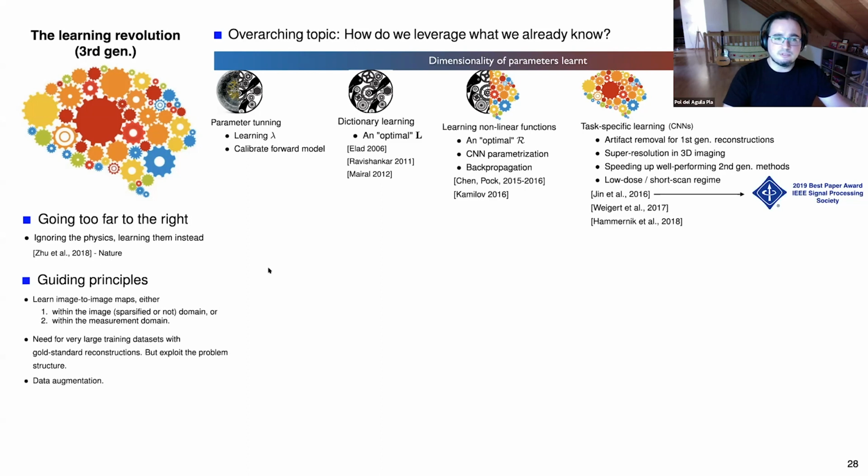So the guiding principles that we recommend for using convolutional neural networks and deep learning for image reconstruction are to learn image-to-image maps. So you either stay within the image domain, sparsified or not, or you stay within the measurement domain, but you don't cross the boundary that is usually provided by the imaging operator, which basically should be at least based on the physics. Then, of course, for developing this kind of algorithms, you need very large training data sets with gold standard reconstructions to know what to train towards.